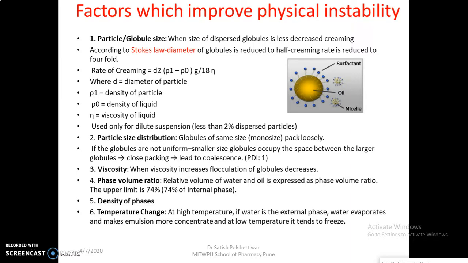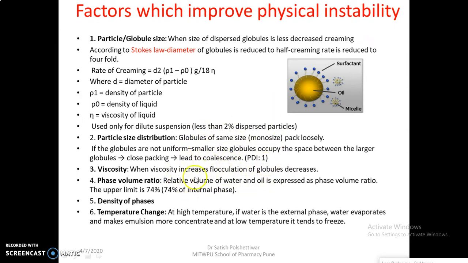That's why it is mostly used for dilute suspension, less than 2% dispersed particle. Particle size distribution is very very important, uniformly distributed. So that's why we need to check this PDI, that is called the polydispersity index. How many globule sizes are there, uniform size or not. Monodispersity and polydispersity index are very very important.